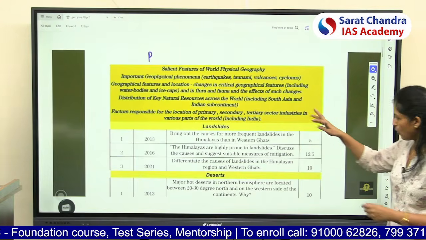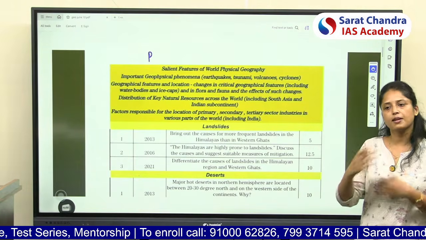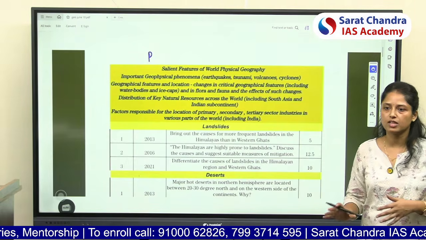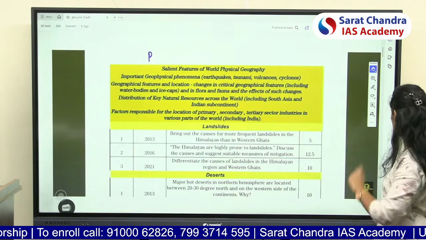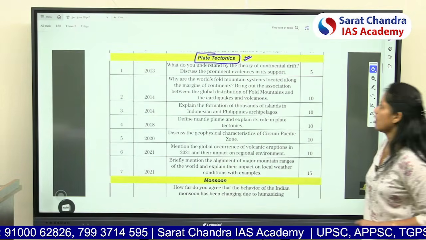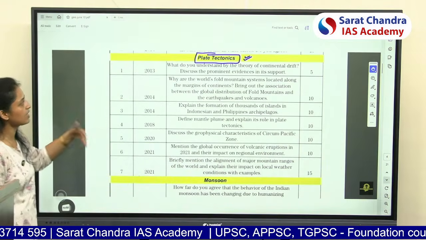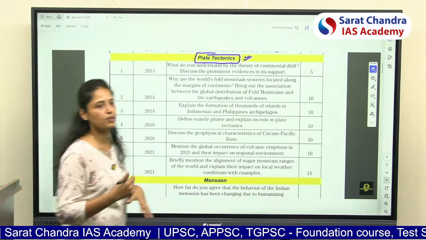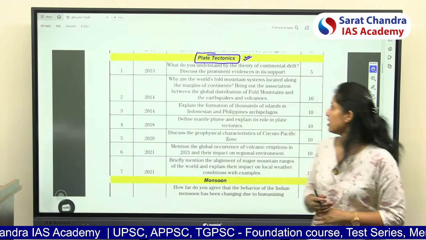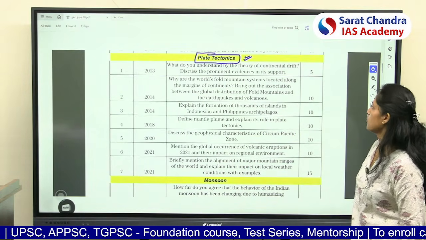Yes, so all these themes which I am discussing are the themes which are repeated year after year. Small themes I am not discussing here. So we discussed about landslides because topics were repeated. We discussed about cyclones. Yes, now this topic of plate tectonics. So mostly every year something or the other related to plate tectonics will be asked. Right. So here if we talk about 2013, what do we understand by the theory of continental drift?